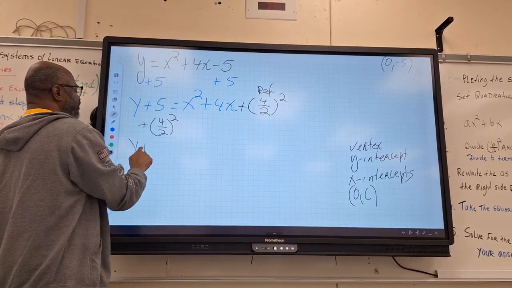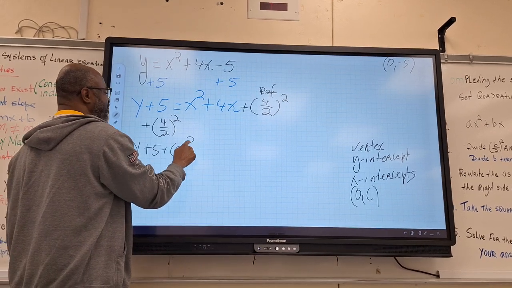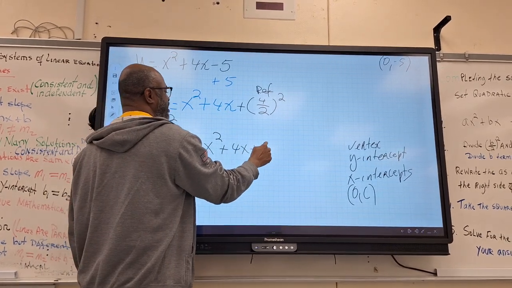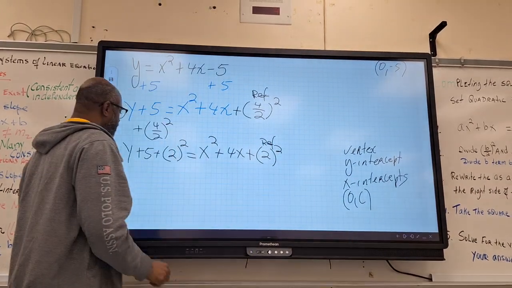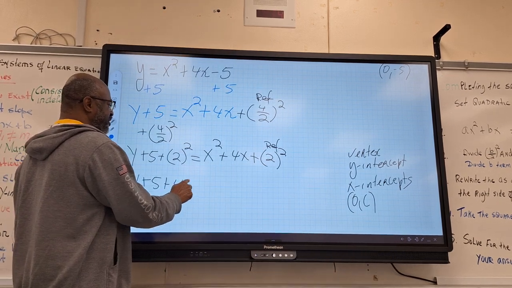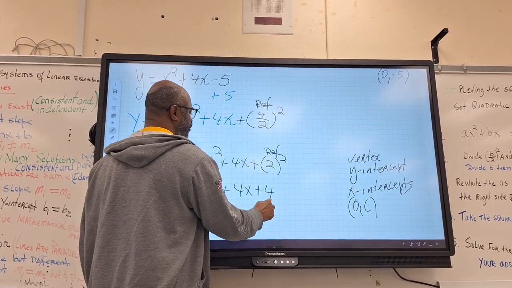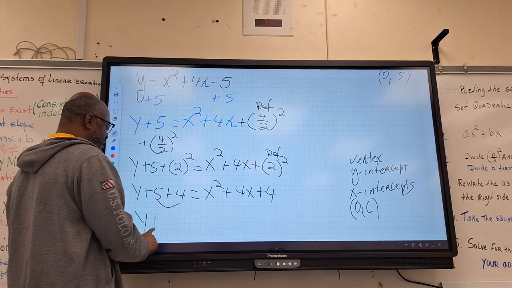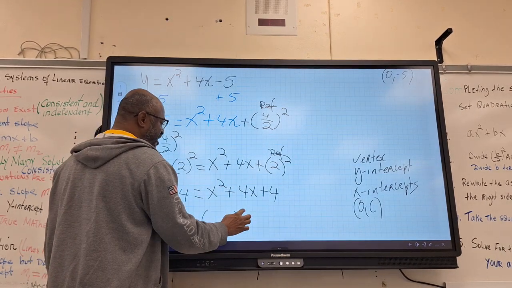So you will have y plus 5. What is 4 over 2? That will be 2 squared, so x squared plus 4x plus 2 squared. And we keep that as our reference. And you will have y plus 5 plus 2 squared. What is 2 squared? 4. So y plus 5 plus 4 is equal to x squared plus 4x plus 4. This becomes a perfect square trinomial. Simplify that: y plus 9 equals something squared.